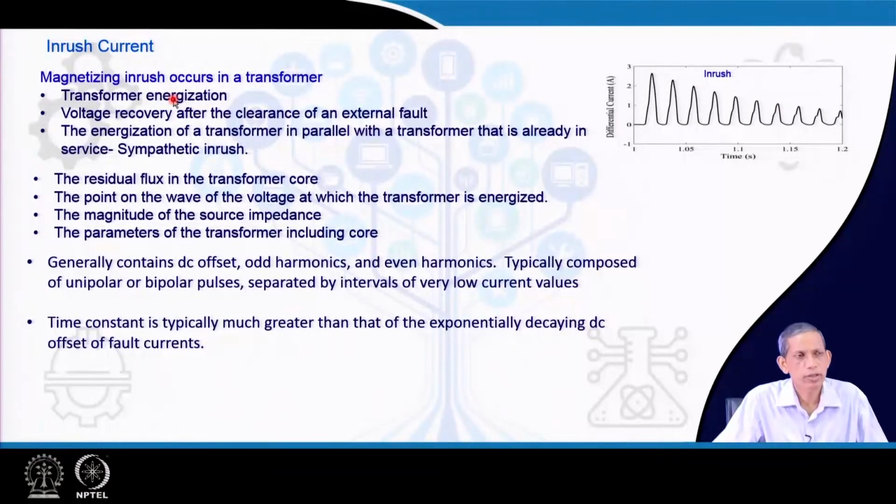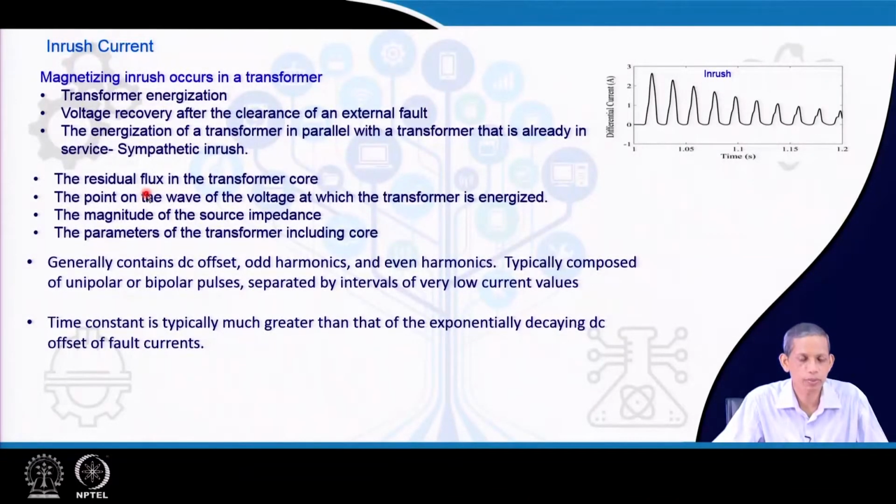This current is not only due to transformer energization, it also occurs when there is voltage recovery after the clearance of an external fault. Energization of a transformer in parallel with another transformer, we know that as sympathetic inrush also, when two transformers are in parallel, this is observed, and the corresponding inrush current depends upon numerous factors.